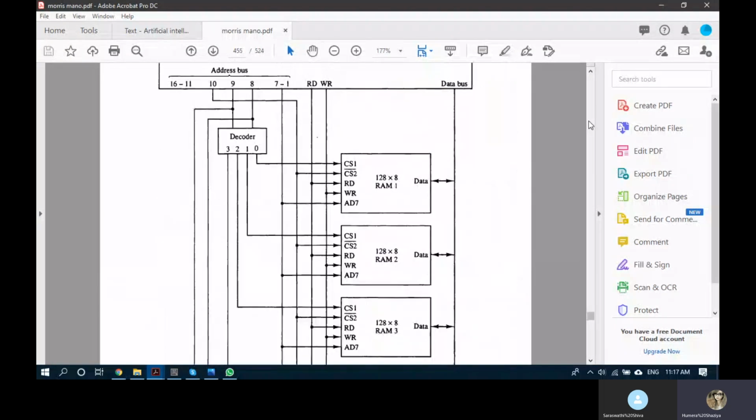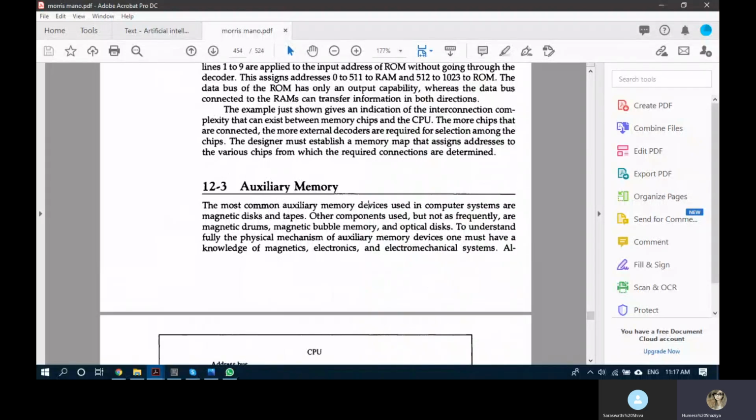Today's topic of discussion is auxiliary memory. What do you mean by auxiliary? Auxiliary means secondary.